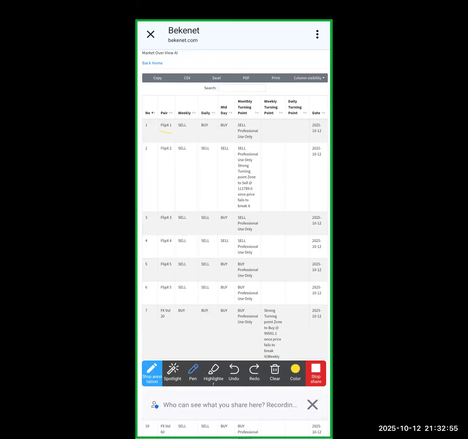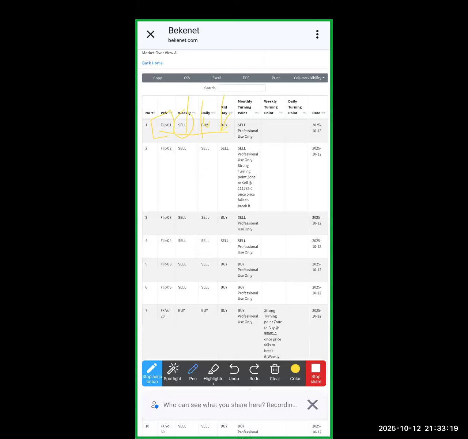As you can see, this is Flip One. The week is a sell. The day is telling us a bullish direction. The midday is a buy. There's a way you can combine this: the market's overall direction for the week for Flip One is a downtrend. Okay, for today, only today is telling us price has moved up a little bit.